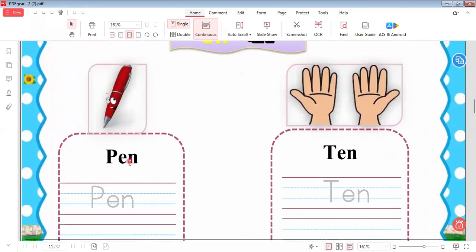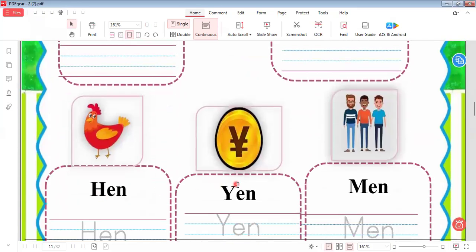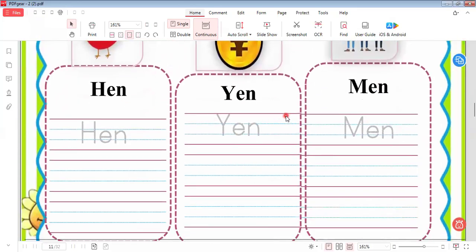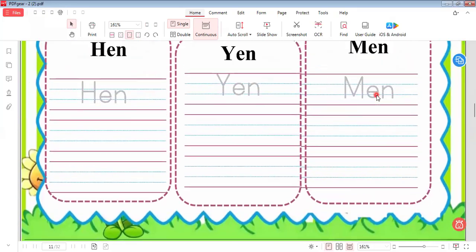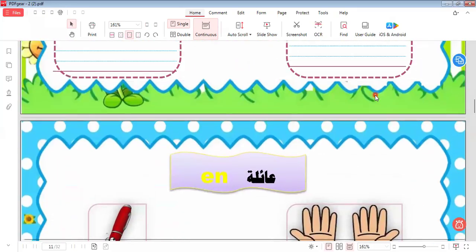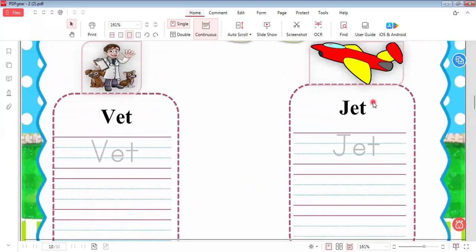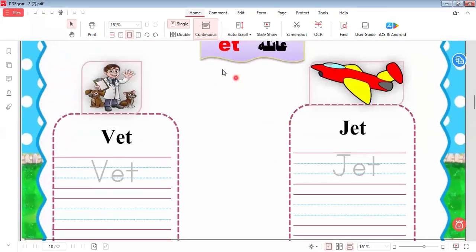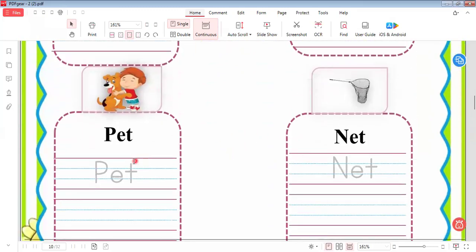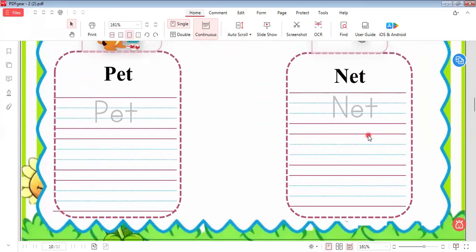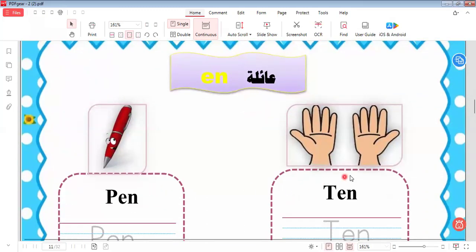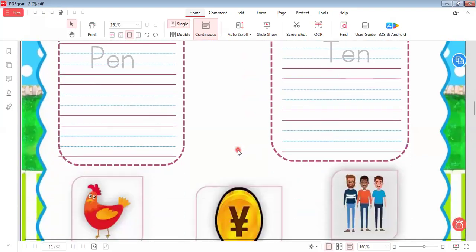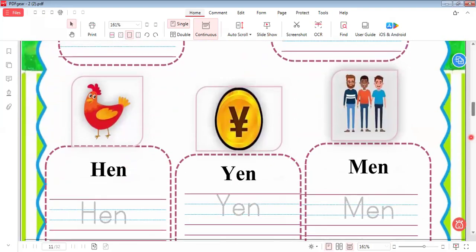Let's go to letter N. Bin, tin, bin, ten. Hin, yin, min. Okay? So today we learned the pronunciation of the short vowel and of the letter N. Here I would like to repeat again. Bit, jet, bit, jet. Bit, nut, bit, nut. Bin, tin, bin, tin. Hin, yin, min.